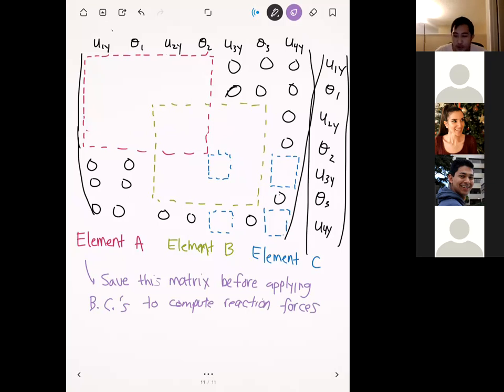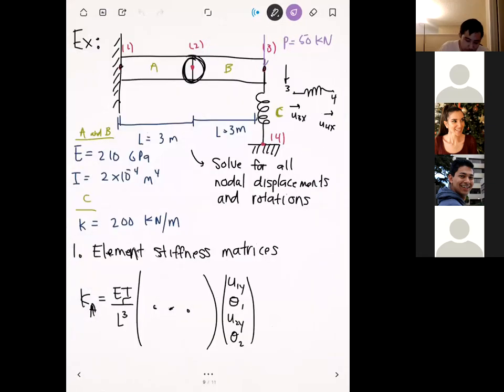Because that'll just save you some time in the long run. Because if you modify this matrix and then you see the problem asks you to compute the reaction forces, you're going to have to write down the entire matrix again. So just to save you some work, save this matrix, maybe take a picture of it or something, or even better, do this in MATLAB or Excel, just so that you have all the values there for you. Okay. All right. So now let's apply the boundary conditions. And so the boundary conditions, we know on node 1, we have a fixed support. Okay.